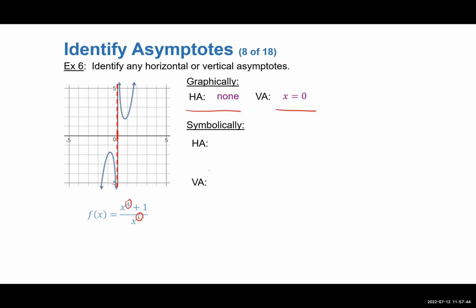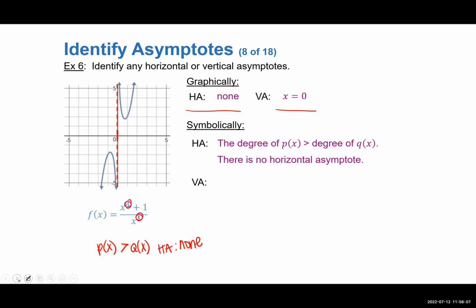Horizontal asymptote symbolically, since the degree is higher, so top heavy, like P of x is greater than Q of x, we know that the horizontal asymptote is none. And then for vertical asymptotes, we just take that bottom value and set it equal to 0. So x equals 0. That's going to be our vertical asymptote.